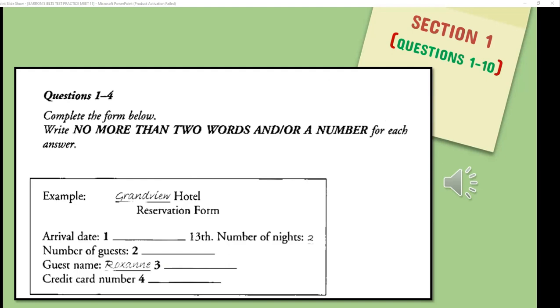Now we shall begin. You should answer the questions as you listen, because you will not hear the recording a second time. Listen carefully and answer questions 1 to 4.